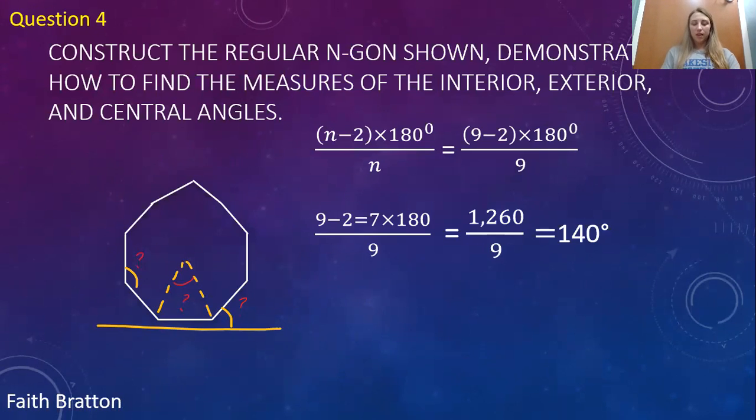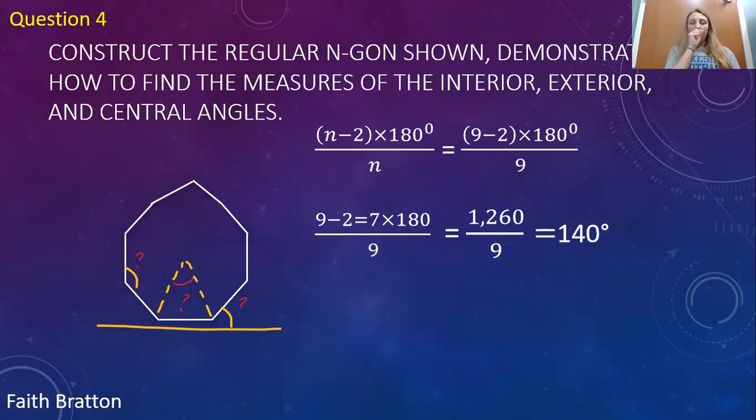Substitute n equals 9 into the formula of the interior angle, (n minus 2) times 180 degrees divided by n. So we substitute 9 in, and we get 1,260 divided by 9, which is 140 degrees.